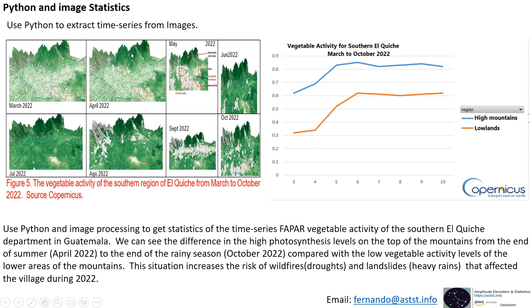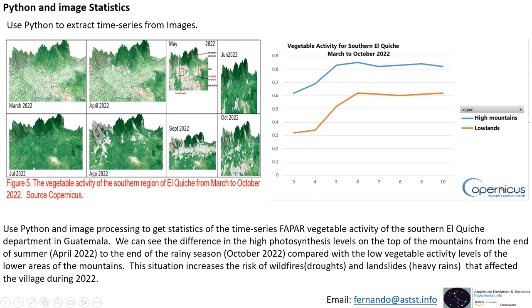We can see that the vegetation activity on the mountains is very high, because in March, which is still the drought season, it is at 0.6 and it climbs to 0.8 or 0.85 during the rainy season. That's why we see that the peaks of the mountains around Santa Cruz del Quiché are relatively in good shape and have good health.